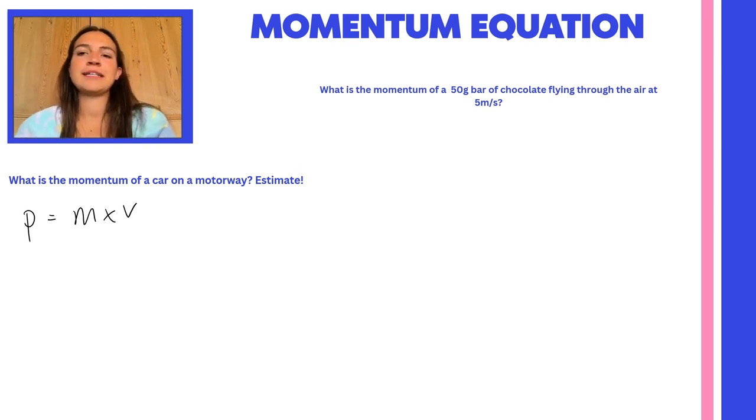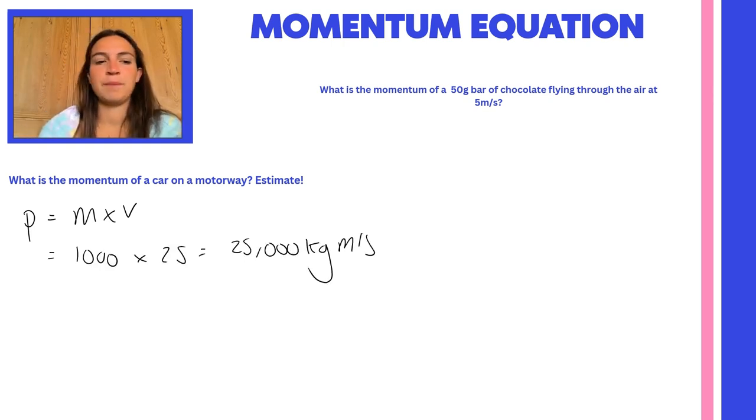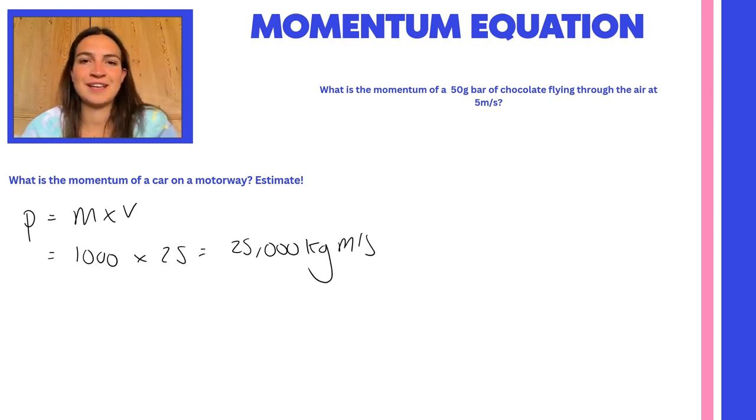Now I need to think about what is roughly the mass of a car and what is roughly the speed a car is travelling at on a motorway. I'm going to guess the mass of a car could be roughly 1,000 kilograms and the speed roughly 25 meters per second. Multiply those together, 25,000, and my units for momentum are as simple as kilogram meters per second, multiplying my mass and my speed.